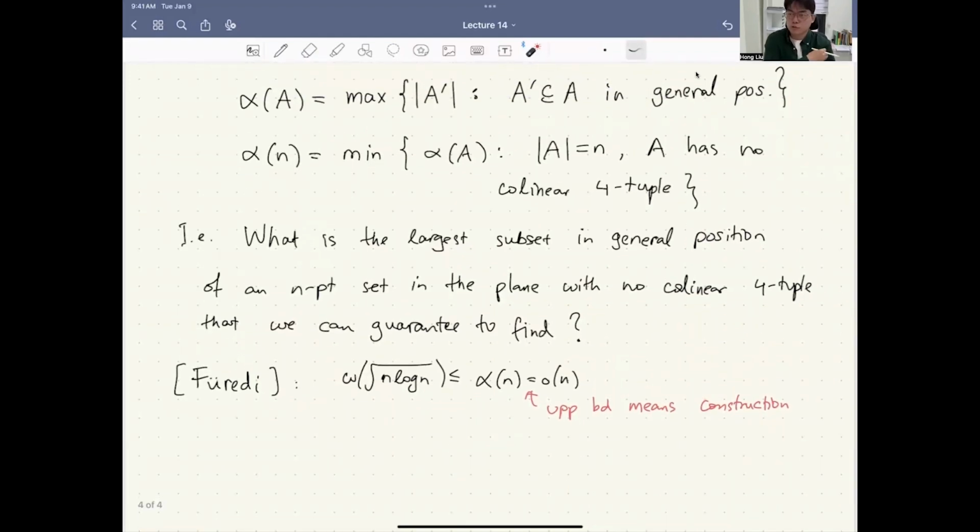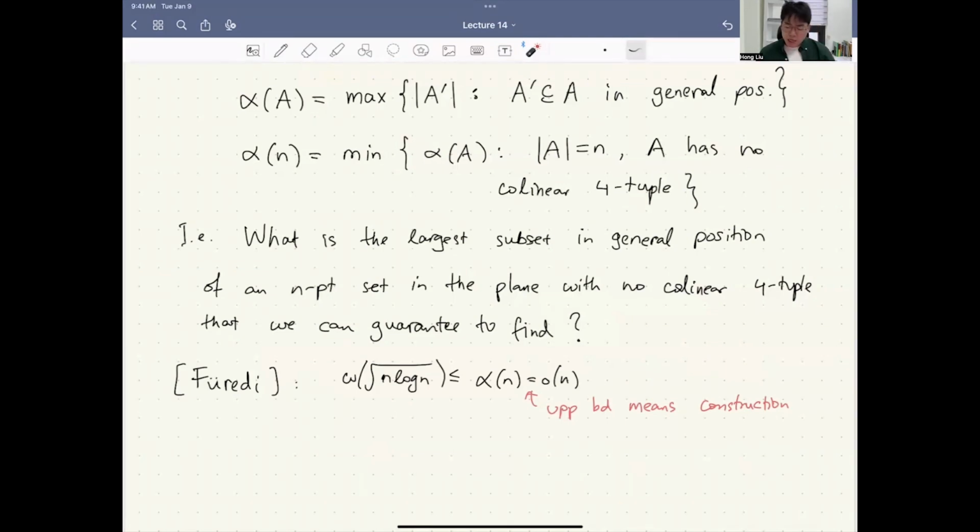Any questions about the notation? This notation is important. If you don't get the notation, you wouldn't follow the rest of the lecture. Okay. If there's no question, let's continue.